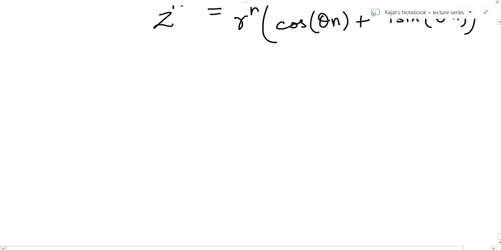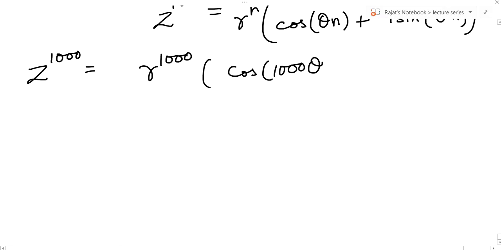Just imagine. Suppose I want to find z to the power 1000, it is nothing but r to the power 1000 cos 1000 theta plus i sin 1000 theta. Isn't this amazing? This is amazing, and this has reduced your time from a lifetime to 1 or 2 seconds. And you'll see this is such a powerful expression that you will often use it in solving complex number problems.